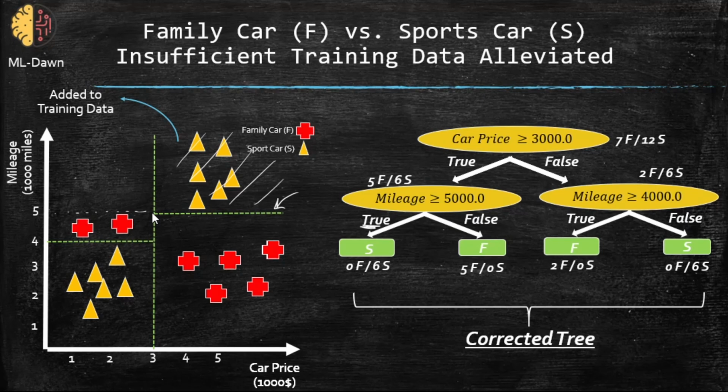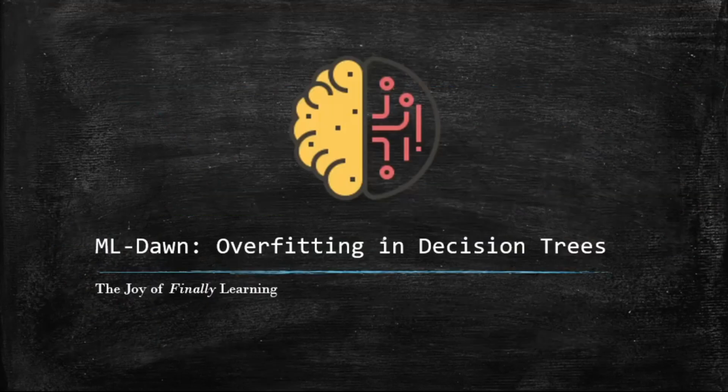So that test data that had happened somewhere around here and that we had classified by mistake as a family car will now be correctly classified as a sports car, because our data is now more complete and a better representative of the actual population of family cars and sports cars. Perfect. That is great.